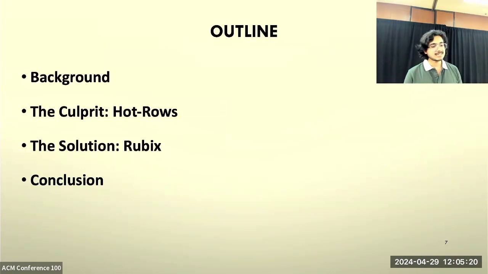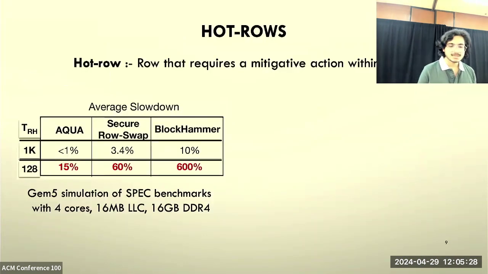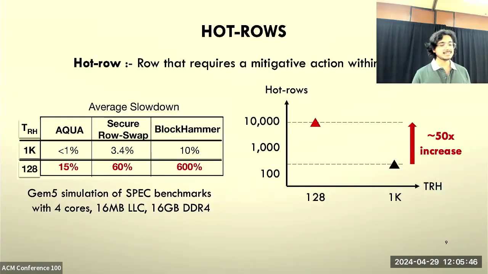So far we have seen that secure mitigations become impractical at ultra-low thresholds. Now let's see what the problem is and how we can solve it. The reason for high overheads is that the number of rows that require mitigations, which we call hot rows, increases as the threshold reduces. At a threshold of 1,000, there are only about 200 hot rows on average within a span of 64 milliseconds. However, at a threshold of 128, the hot rows increase to almost 10,000 on average, and this 50-fold increase in hot rows causes frequent mitigations, which are complex and lead to high slowdown.